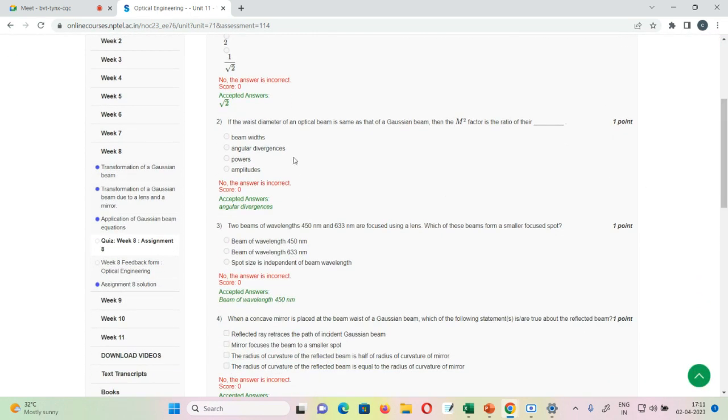The waist diameter of an optical beam is the same as that of a Gaussian beam. Then the M square factor is the ratio of the. This is a direct question. They are asking what is meant by the M square factor. What is actually the M square factor?